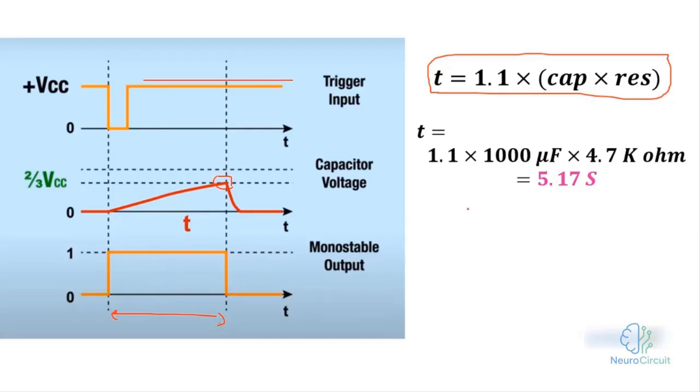Now, if I have a capacitor here with a value of 1,000 microfarads and my resistor is 4.7 kiloohms, it will take 5.17 seconds for the capacitor to charge.